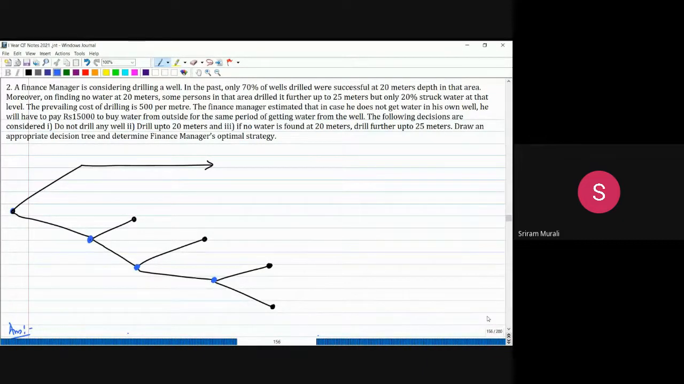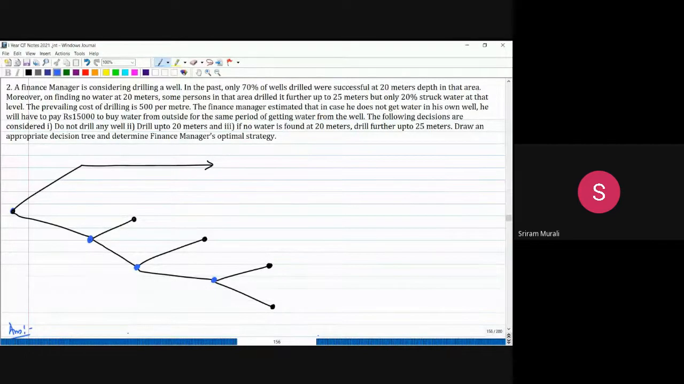A finance manager is considering a drilling well. In the past, 70% of the wells drilled were successful at 20 meters. If I go with the 20 meters depth in the given area, 70% of the wells, I will get water. Moreover, finding no water at 20 meters, some person in that area drilled up to 25 meters, but 20% struck water at that level.